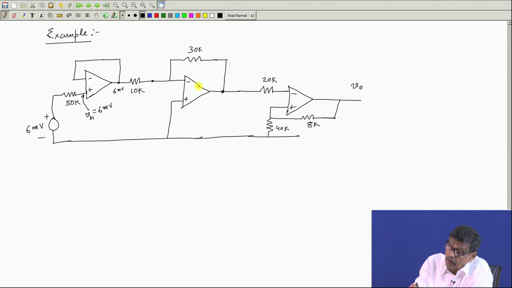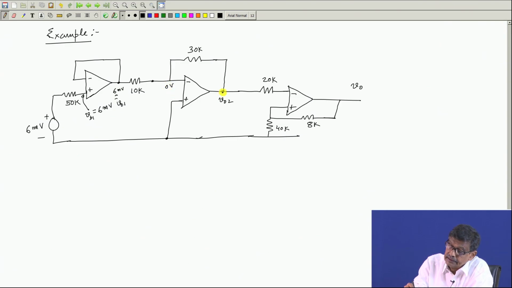Now, for this op amp, let this voltage be called V02, second op amp. This is V01, the output of the first op amp. Now, this potential is 0, there is a negative feedback. So, this voltage must be 0 volt, that is VA2 has to be 0 volt here, because this is 0, then the op amp does not carry any current, it will be 0 volt.